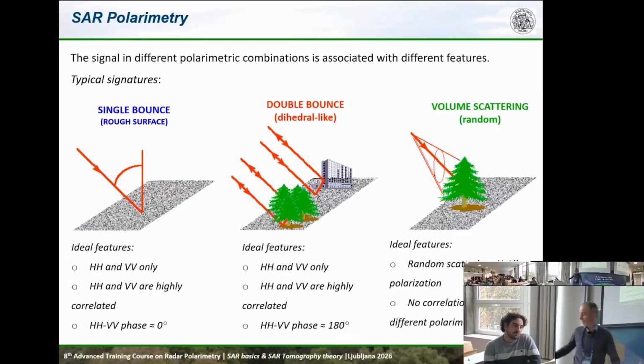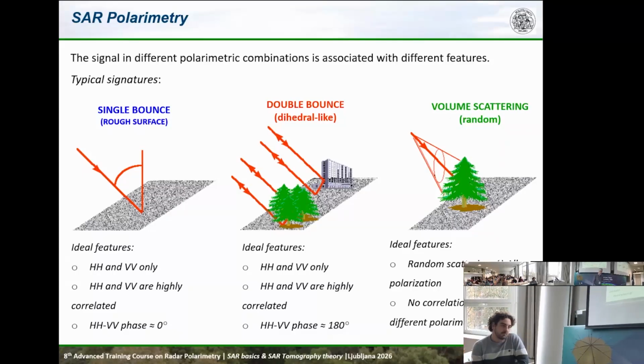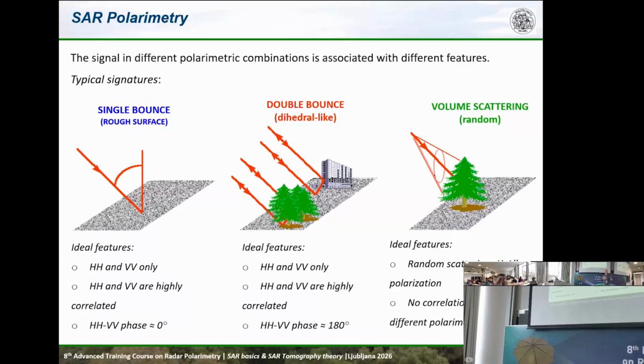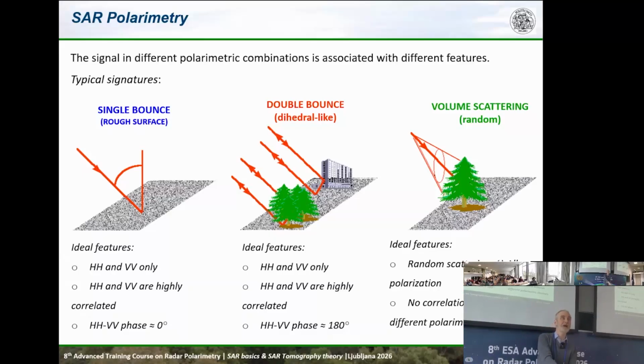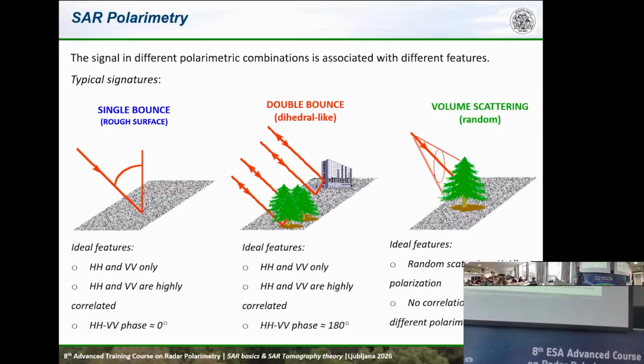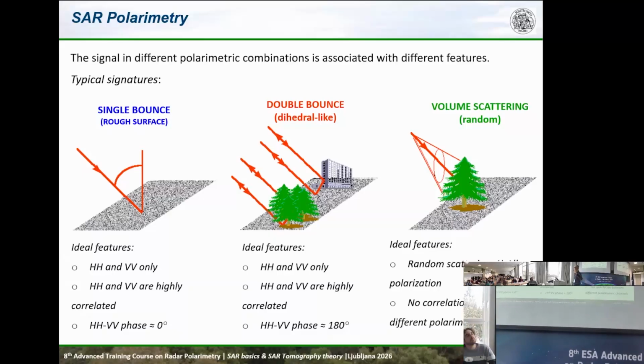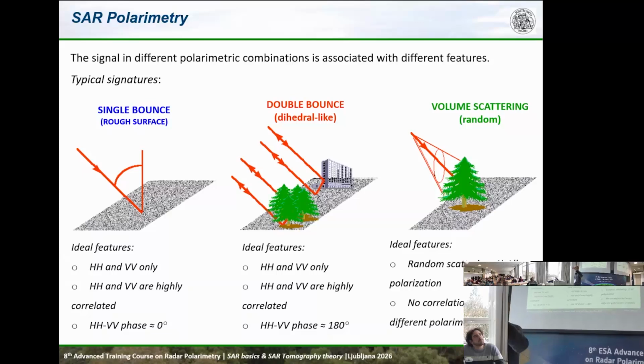Double bounce. Double bounce is something that happens a lot in forest because the wave, just imagine that I am a trunk now, so the wave arrives here, it is reflected by the trunk, it goes down to the ground, it is reflected by the ground back to the radar. And so in forest, this is very important. In this case, again, you have HH and VV, and they have a phase difference of 180 degrees, which basically means that if HH is positive, then VV is negative.